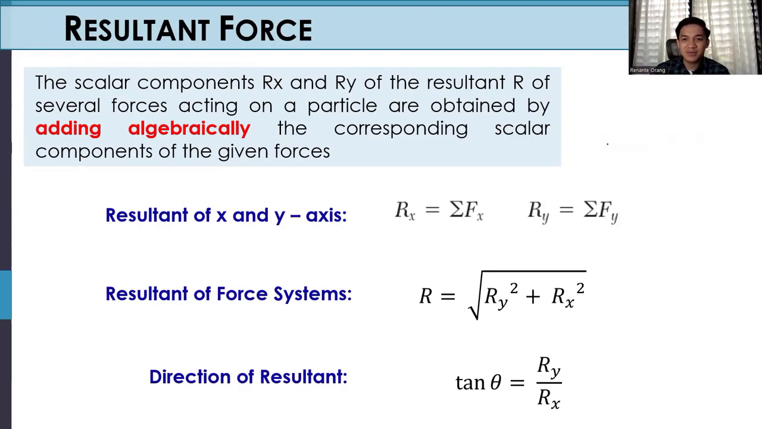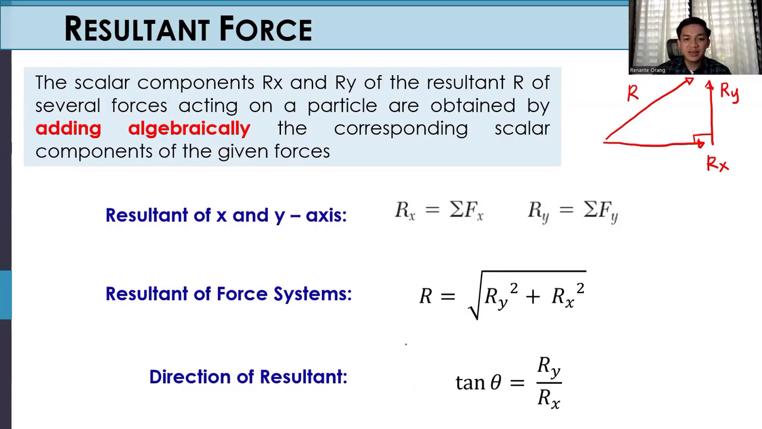In getting the resultant of our force system, we must first get our Rx. Next is our Ry. Take note, yung Rx and Ry natin is always 90 degrees with each other. So, pwede natin siyang applyan ng Pythagorean theorem. Meaning, this will be our R, which is our hypotenuse. So, based on our Pythagorean theorem, we have R squared is equivalent to Ry squared plus Rx squared. So, ilipat lang natin si squared sa kabila, magiging square root of Ry squared plus Rx squared.